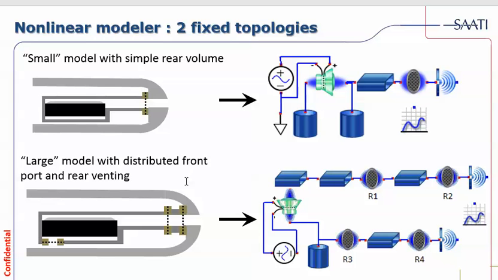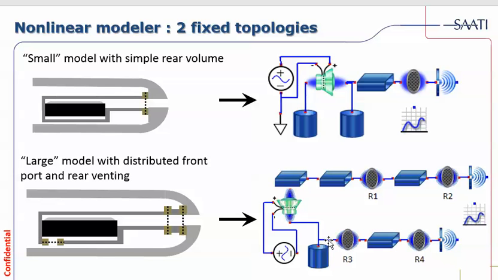The large model is very similar, except it adds a lot more detail. On the rear path now, you not only have a rear volume shown here, you also have the possibility of a material behind the speaker, which would be R3. You can have an internal volume captured by this port here, and then if there's another acoustic port leading to the outside world, that would be captured by these last two elements.